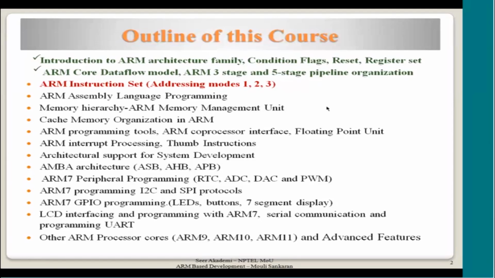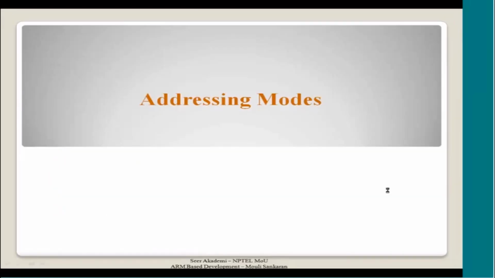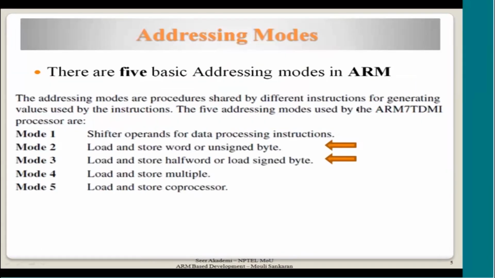Addressing mode 1, we will only see the examples because I have already talked about this in detail. Then we will go into modes 2 and 3 with a little more detail about what is happening inside the processor when these modes are activated by executing a specific instruction which belongs to one of these modes. Now let us see first, there are basically 5 addressing modes supported by ARM.